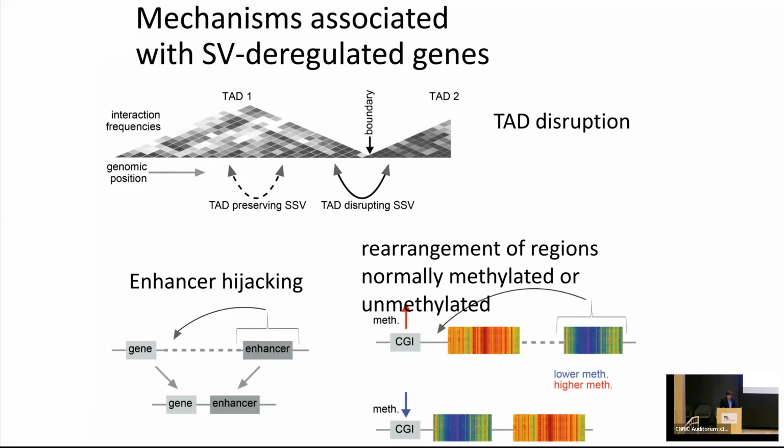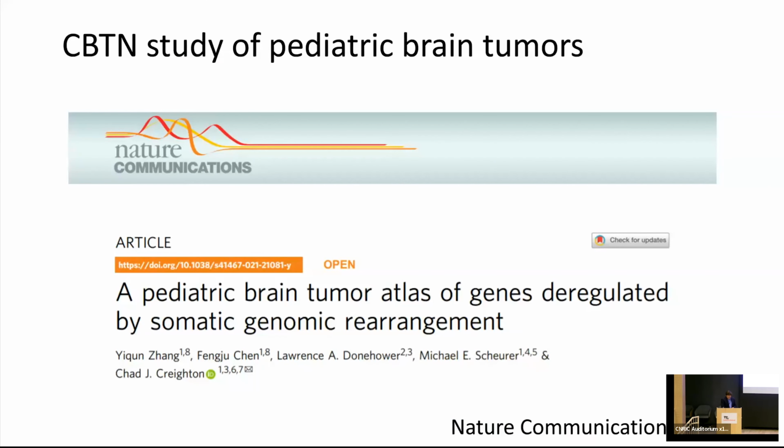And then a few years ago, my group reported this phenomenon whereby the DNA methylation landscape near genes may be altered by rearrangement, and that would alter the expression of the nearby genes. Now, we have studied this phenomenon previously in adult cancers, but these CBTN data offer the opportunity for us to carry out this study of pediatric brain tumors, which we published last year in Nature Communications.